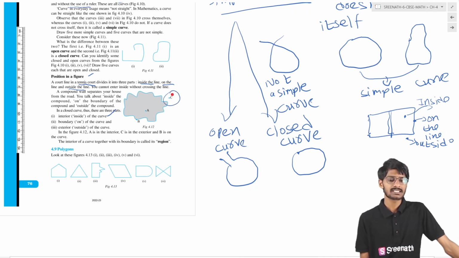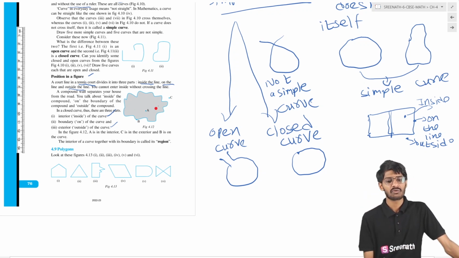There is another point C now. We call it the exterior or outside of the curve. So this is the outside point, and this is the exterior of the curve. This is the boundary of the curve, and this is the interior of the curve. So these are the three positions or three areas of a curve, students.